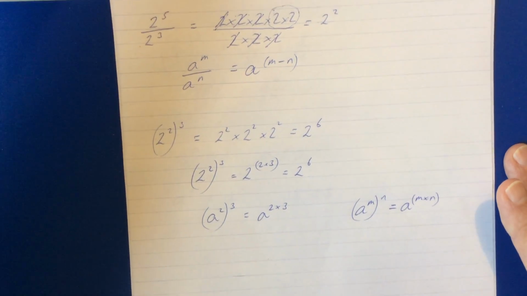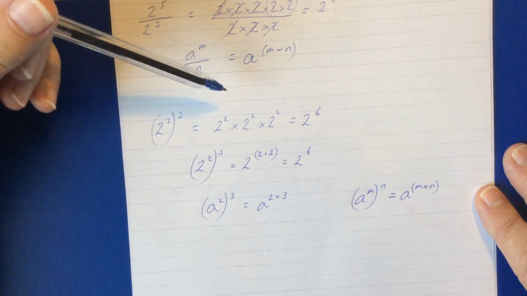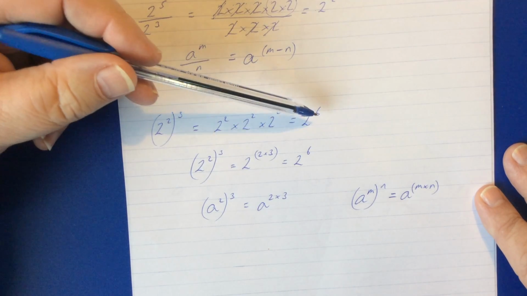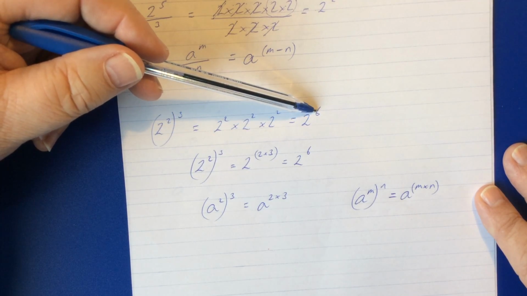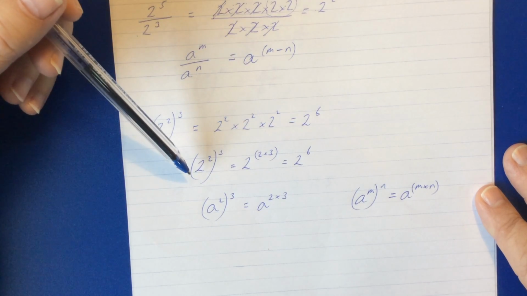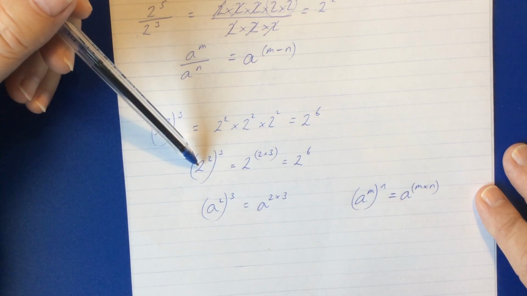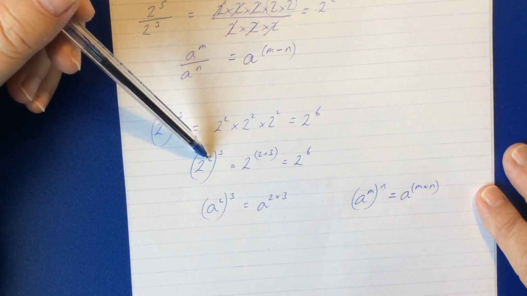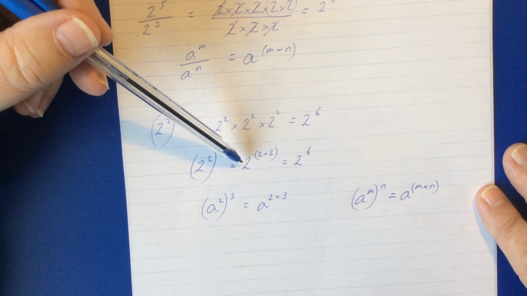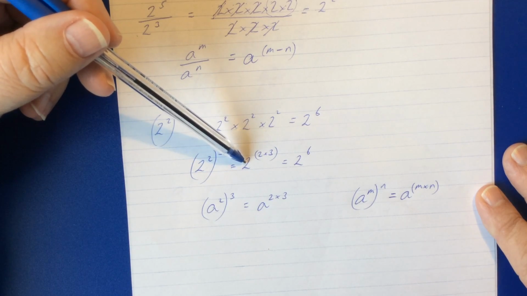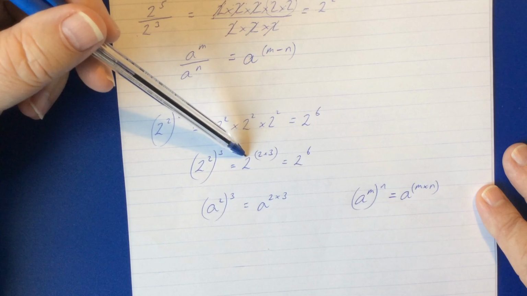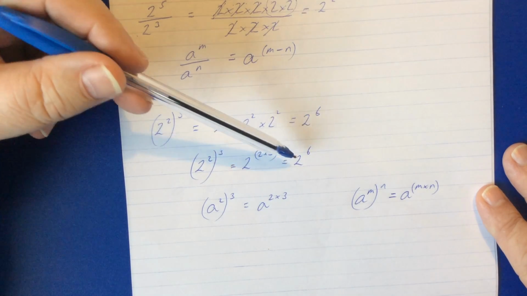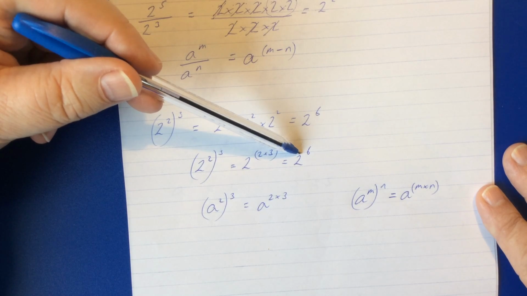So let's get this back in frame and do just that. So it's going to be 2 times 2 times 2, which equals 2 to the power of 6. So how can we short circuit this? Well, you can just remember to multiply these, or you can take an intermediate step and rewrite this as 2 to the power of 2 times 3, which equals 2 to the power of 6.